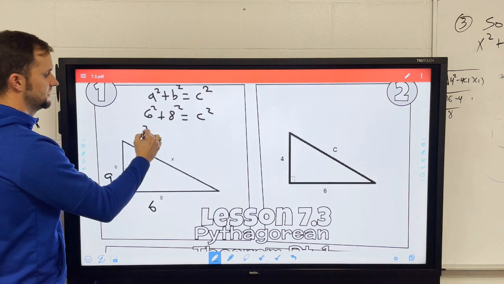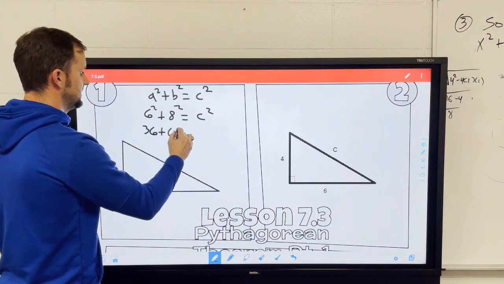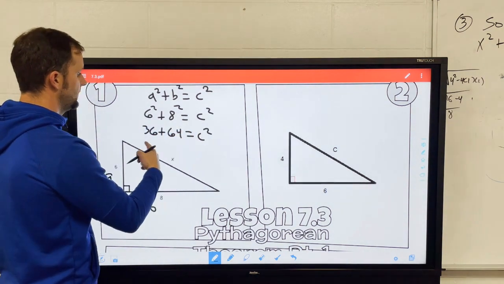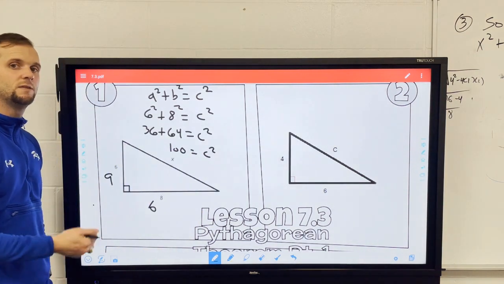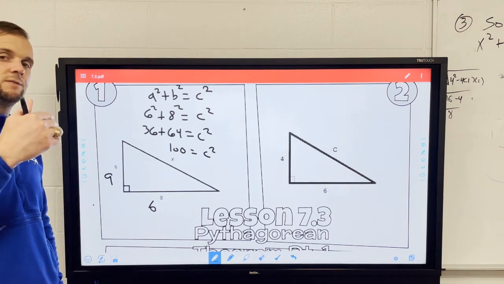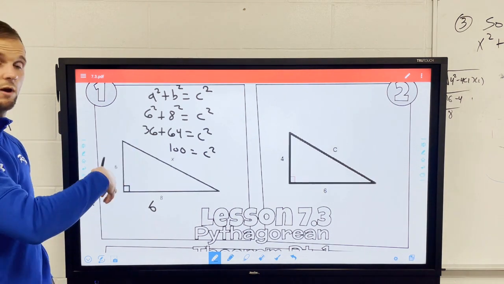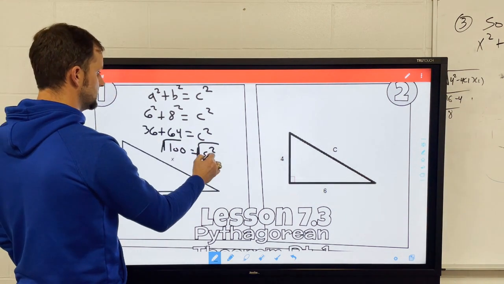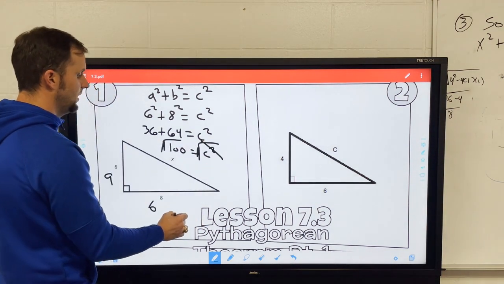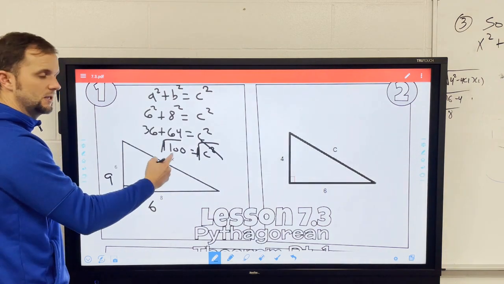So 6 times 6 is 36. 8 times 8 is 64. 36 and 64 give me 100. And then now to get rid of the squared, the opposite of squaring something is finding the square root. So I'm going to take the square root of both sides here. So that's going to cancel my squared. And then the square root of 100 is going to give you 10.